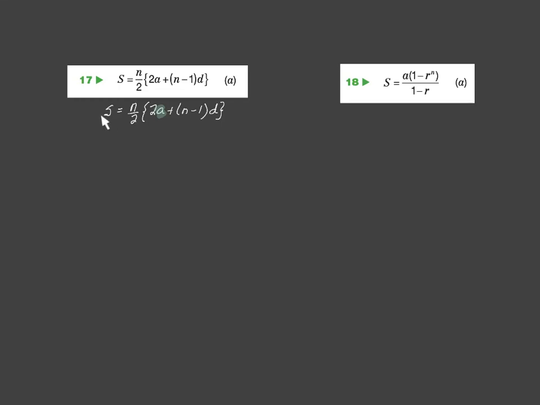So in number 17, S is equal to n over 2, (2a plus (n minus 1)d), with brackets inside brackets, and we've got to get to the a. So what can you do? Well, you can multiply both sides by 2 so that you'll get rid of that fraction. Multiply the left-hand side by 2, so you've got 2s, and multiply the right side by 2. On the left side, it is 2s. On the right side, 2 divided by 2 is 1, n. And then you still have the (2a plus (n minus 1)d).